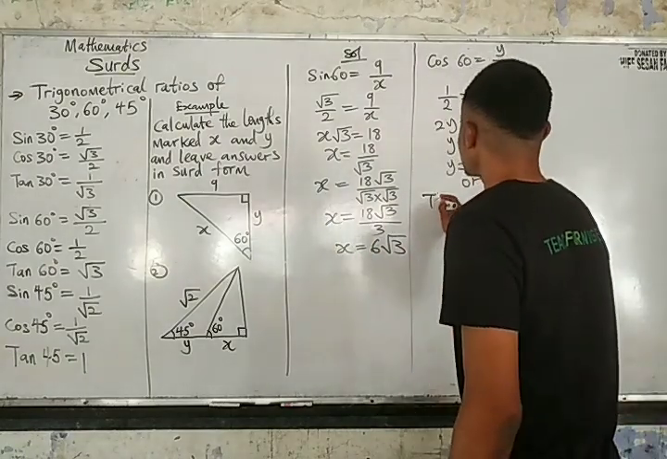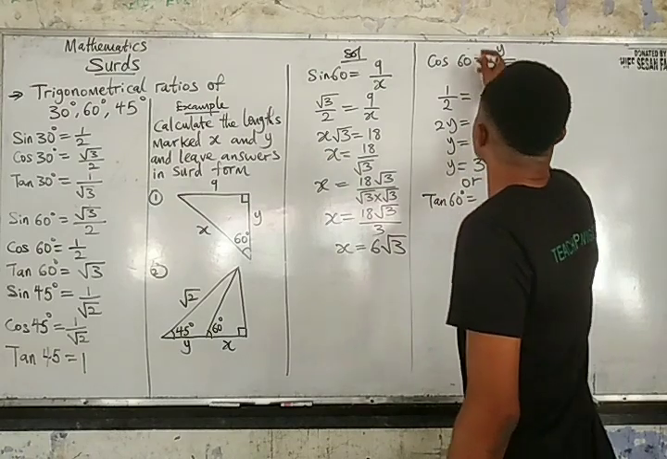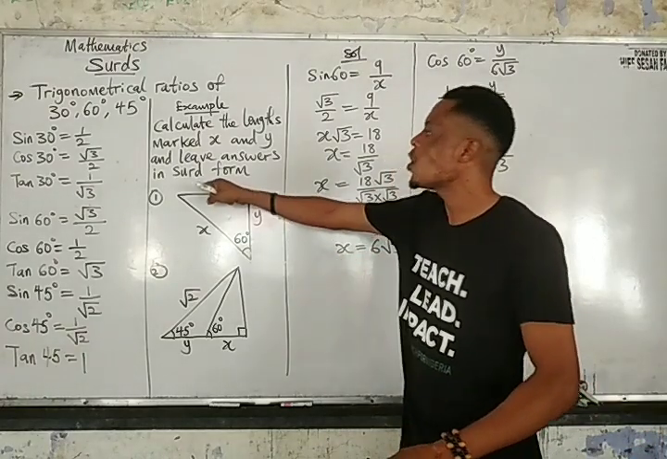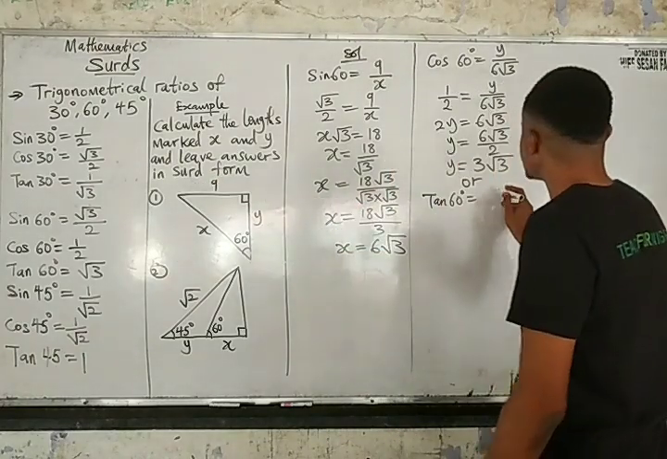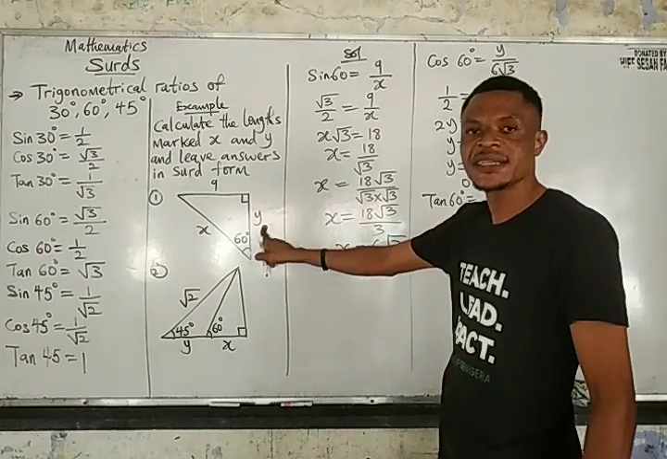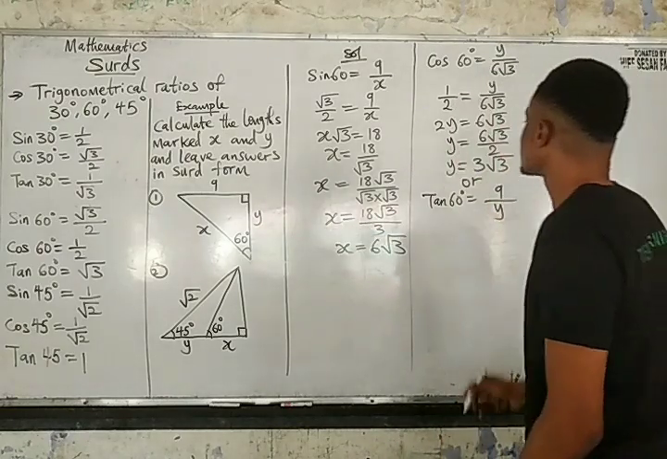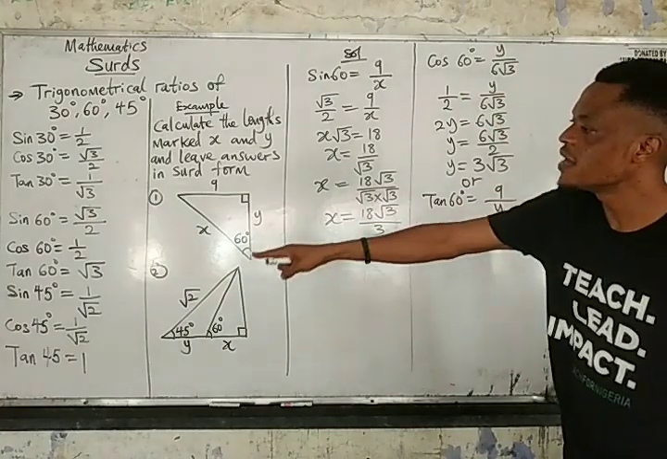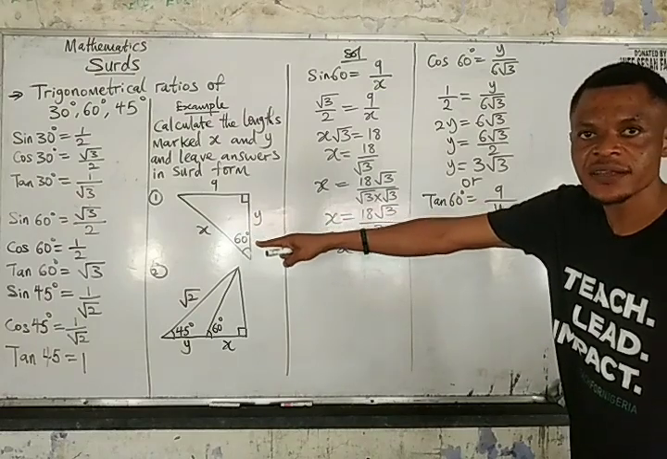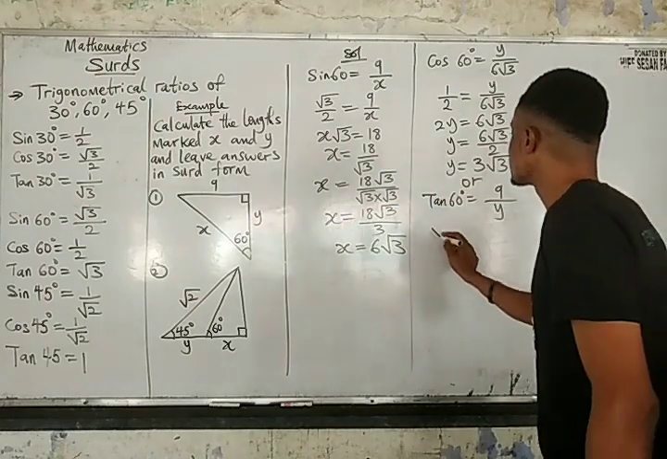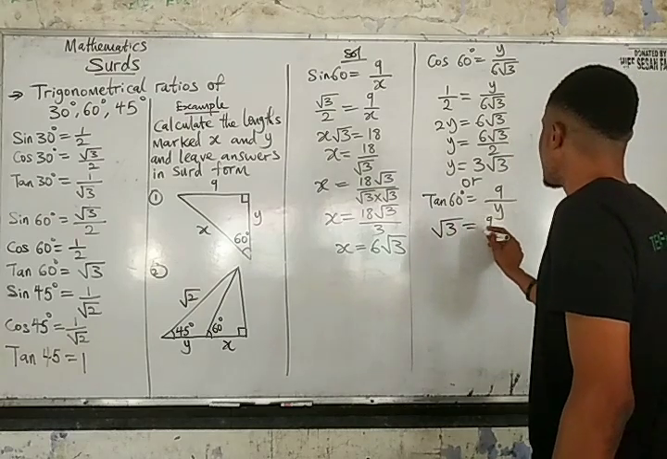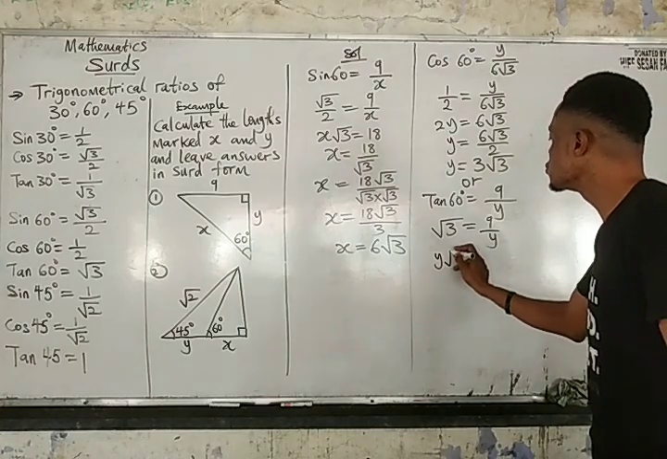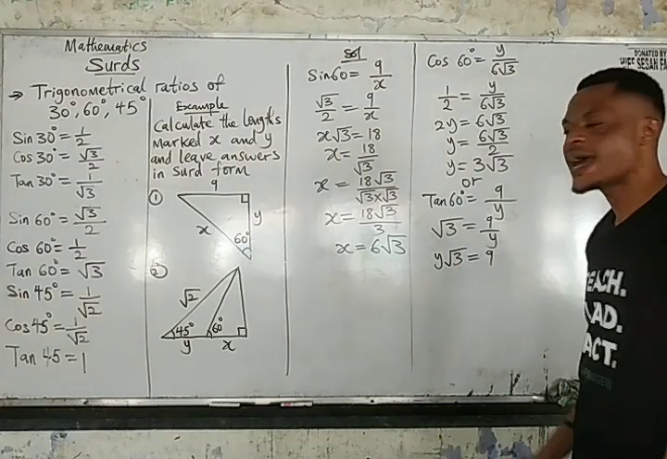Tan 60 now. Tan 60 is opposite over adjacent, which is 9 all over our adjacent y. Tan 60 is given to us as root 3. Root 3 equal to 9 all over y. When you cross multiply, you have y root 3 equals 9.